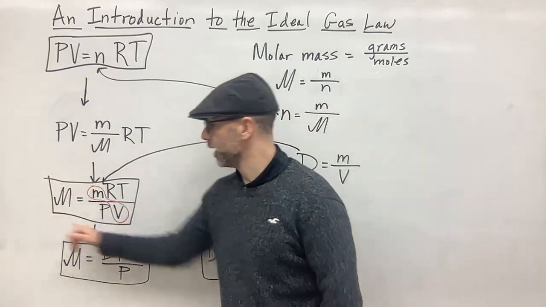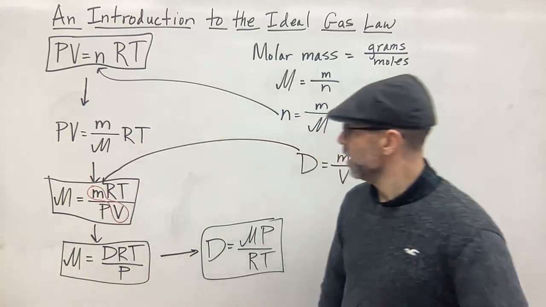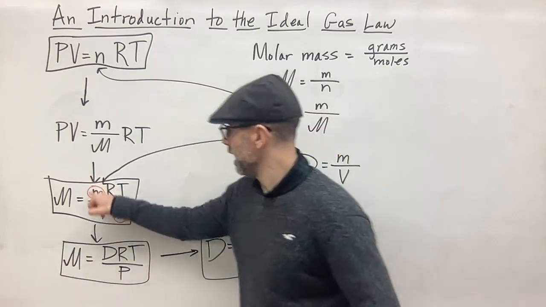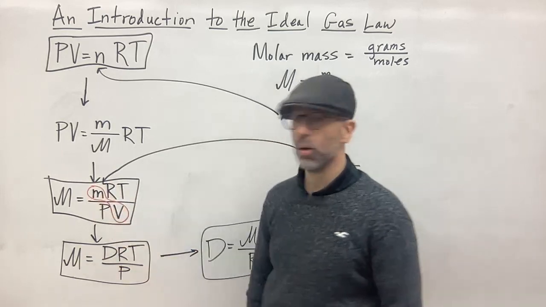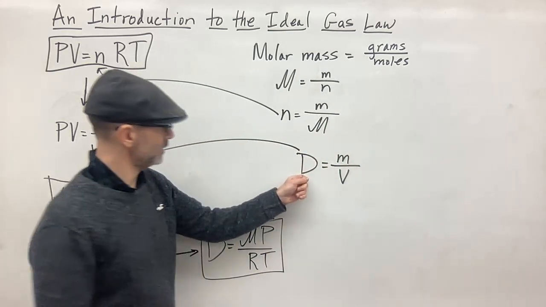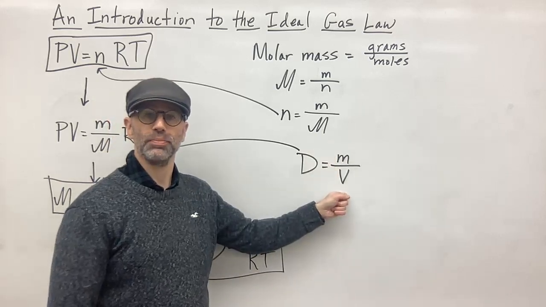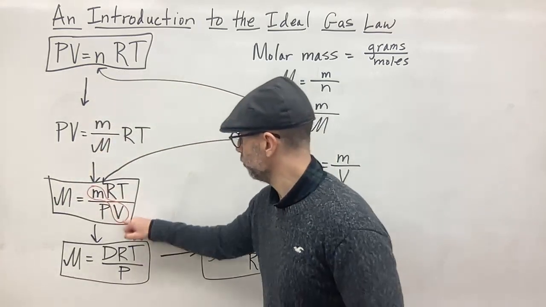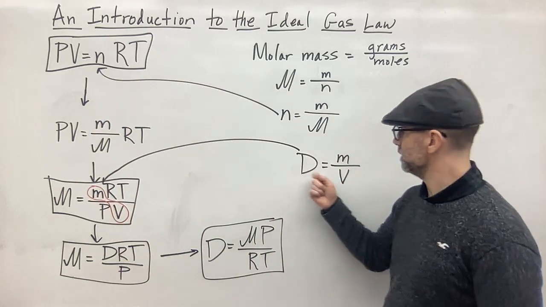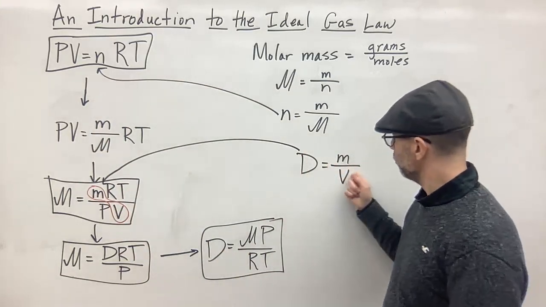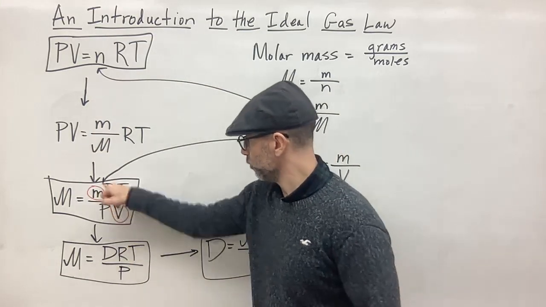So this would be one equation you could memorize. Another thing you want to keep in mind, I have here highlighted, you have m over V. Well, what is m over V? Density, right? So density is the mass over volume. And here we have m over V. So all we need to do is substitute D for density in for m over V, because that's what m over V is, it's density.